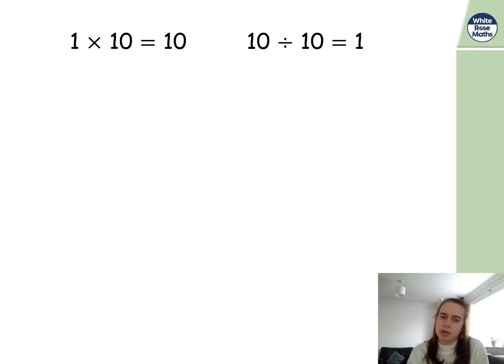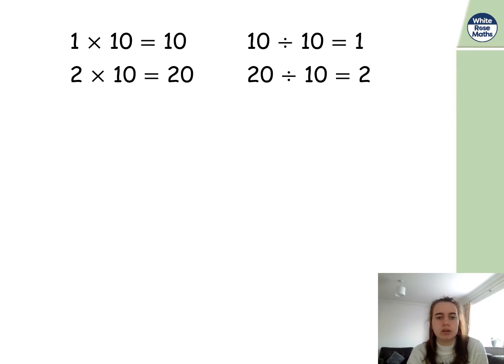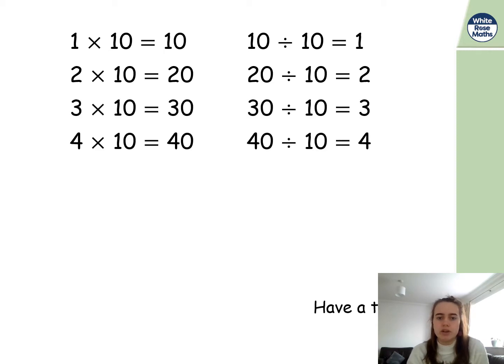So 1 multiplied by 10 equals 10. 10 divided by 10 equals 1. 2 multiplied by 10 equals 20. 20 divided by 10 equals 2. So notice here that the multiplication links with the division.